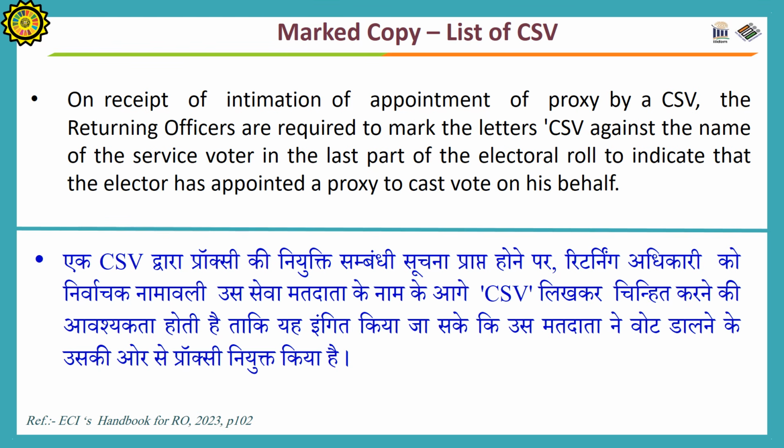On receipt of intimation of the appointment of proxies by the CSV, the returning officer is required to mark the letters CSV against the name of the service voter in the last part of the electoral roll to indicate that the elector has appointed a proxy to cast the vote on his or her behalf.